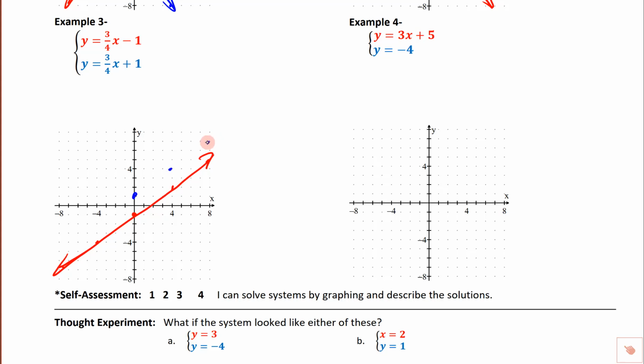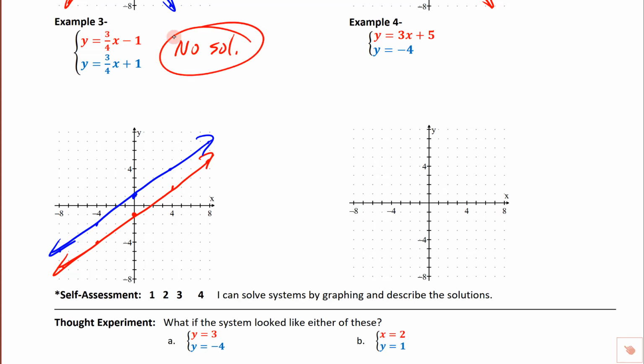Rise 3 and run 4. Go down 3 and back 4, down 3 and back 4. So it looks like this. You'll notice that what we have here are two parallel lines. These are never going to cross. So what we get here is no solution.